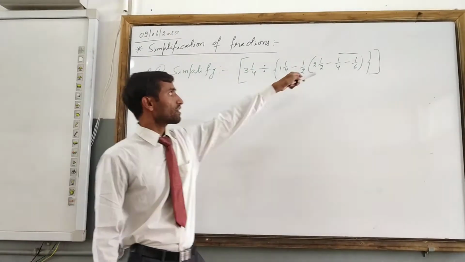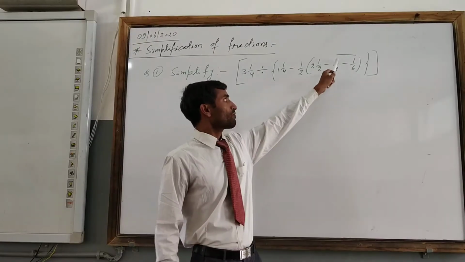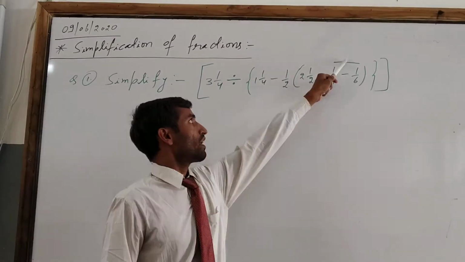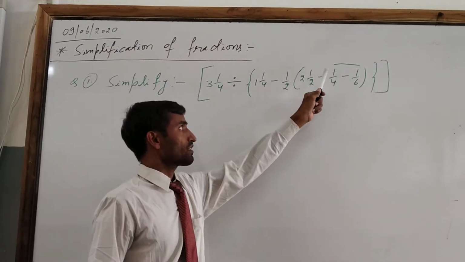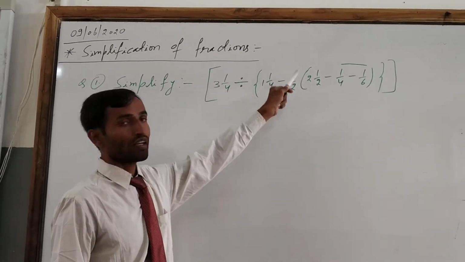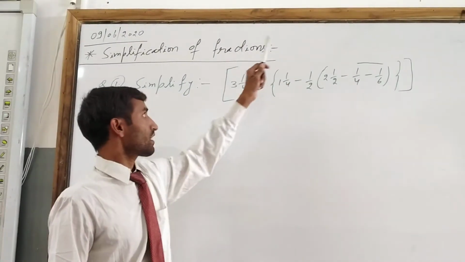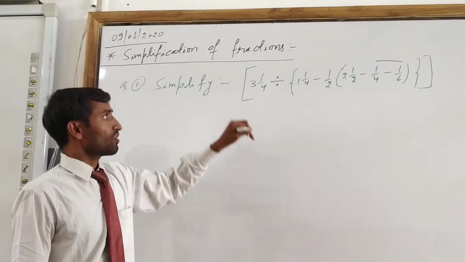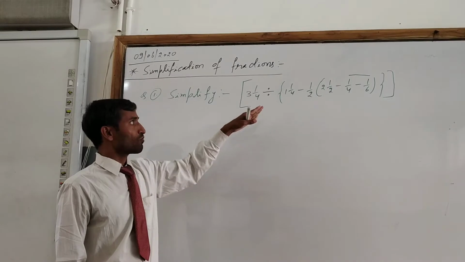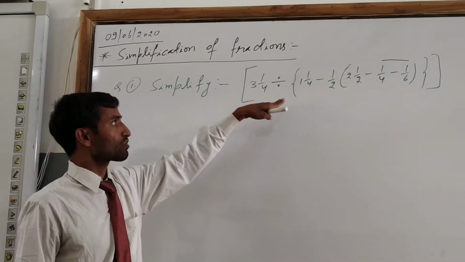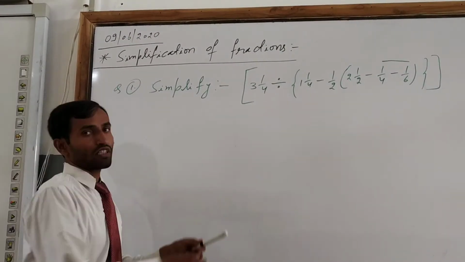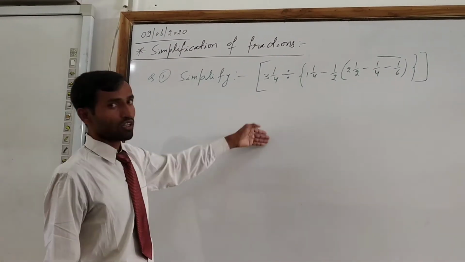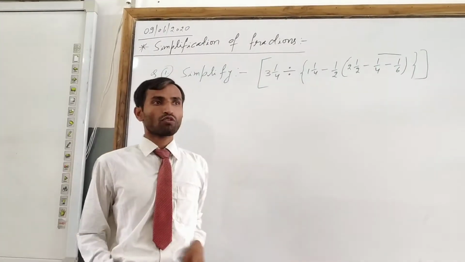First of all, see here, in 1 upon 4 minus 1 upon 6, a bar is there. After that, subtraction is also there, here also subtraction, and then a small bracket, curly bracket, division, and then a big bracket. So you apply that method, BODMAS, in this question. Step by step you have to go. I will explain how to solve this question. According to that, you have to apply it in the exercise problems.